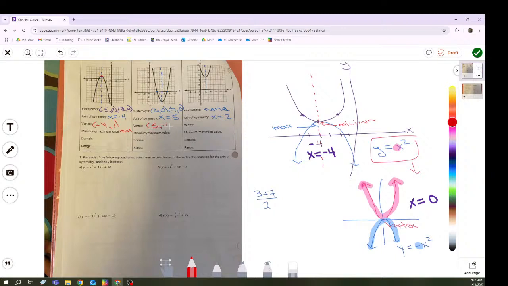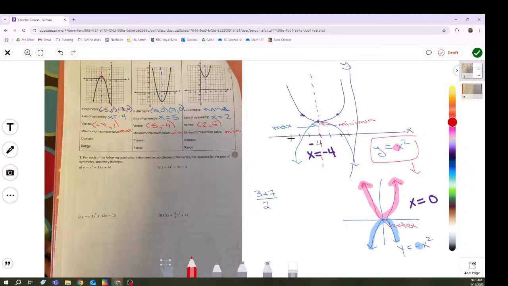Okay, maximum or minimum? Perfect. And the vertex of the last one? Perfect. Maximum or minimum? You got it. All right, domain and range.